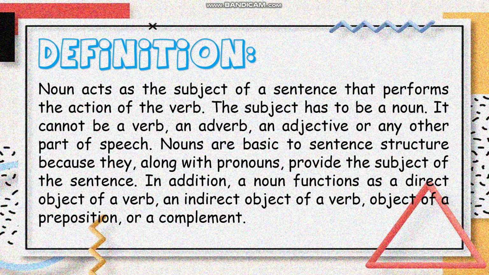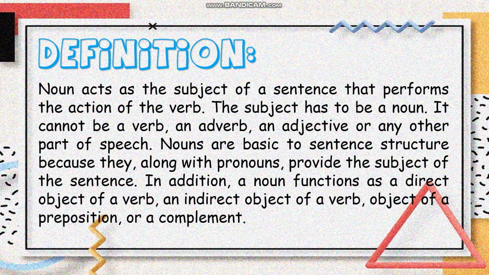A noun acts as the subject of a sentence that performs the action of the verb. The subject has to be a noun. It cannot be a verb, an adverb, an adjective, or any other part of speech. Nouns are basic to sentence structures because they, along with pronouns, provide the subject of the sentence. In addition, a noun functions as a direct object of a verb, an indirect object of a verb, object of a preposition, or even a complement.